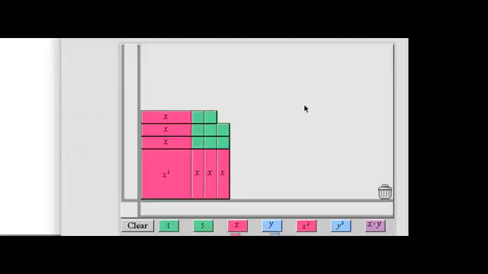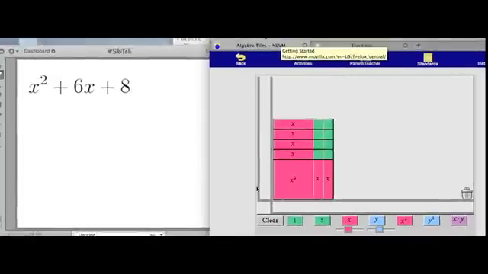Okay, because I can't make the entire rectangle, I'm going to have to come up with a new way of arranging the pieces. So I'm going to take one of my x's and switch it and put it right there. And now my green squares fit and make a rectangle. So again, I use one x squared, six x's, and eight ones. So that represents my expression in expanded form.